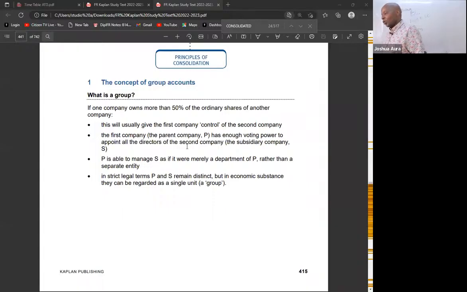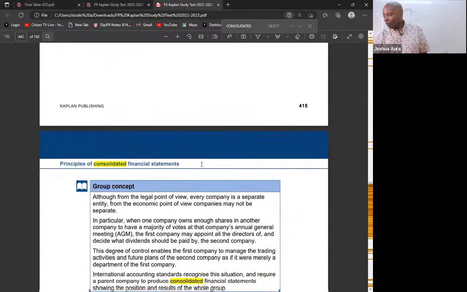In strict legal terms, P and S will remain distinct. They're registered at the registrar of companies as different companies. But in economic substance, they can be regarded as a single unit. And this single unit of companies is what we shall be calling a group.